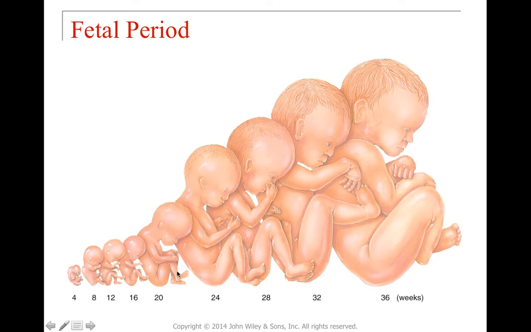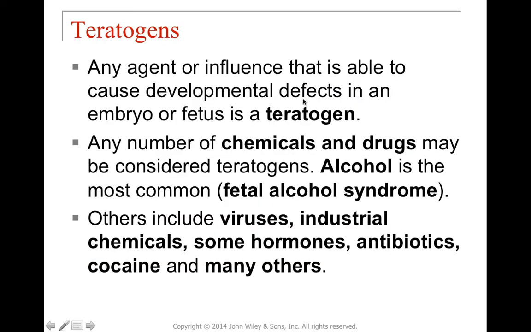So we're going to get larger and larger, and also get more and more distinct features, including the digits, eyelids, and eventually getting things like hair and eyelashes. So if a compound, generally a chemical compound, is going to cause issues with the development of an embryo or a fetus, it's labeled a teratogen. And these are things that pregnant women are encouraged to avoid at all costs.